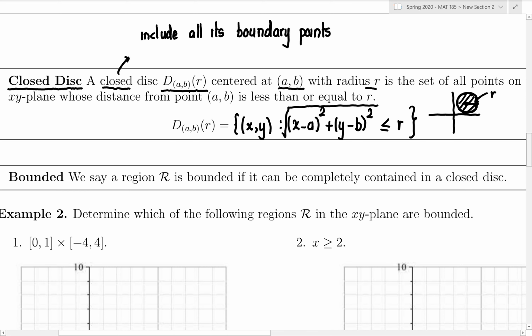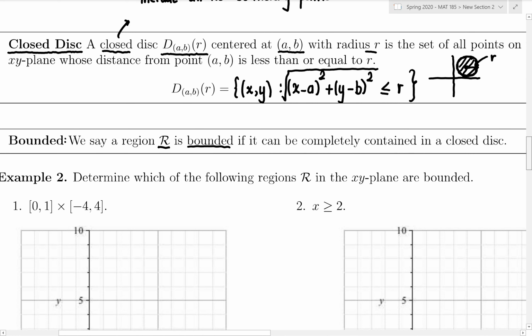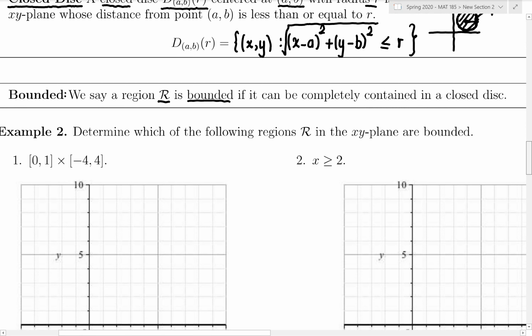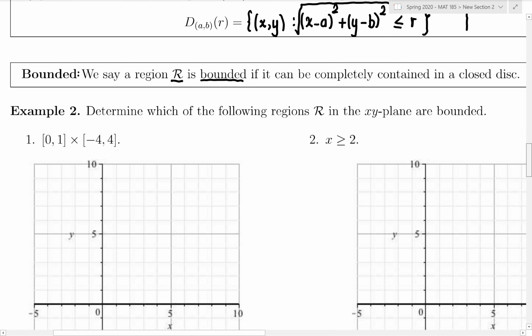A region R is bounded if it can be completely contained in a closed disk. So if we can find a closed disk in which we can completely include our region, then we call it bounded. Again, let's get a feel for what a bounded region is.